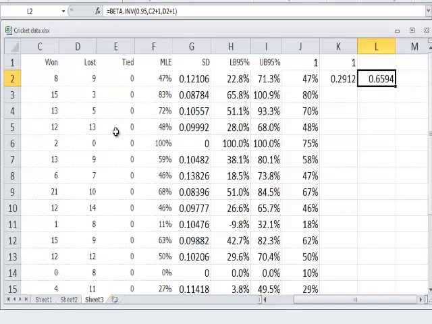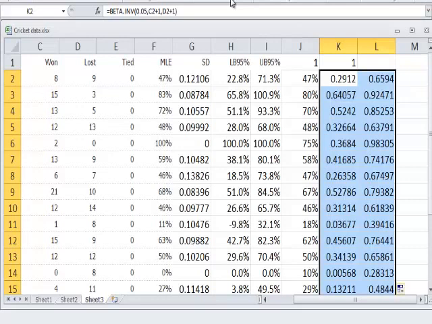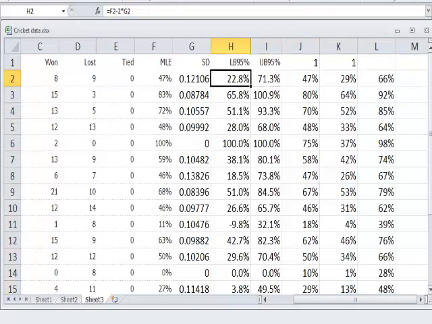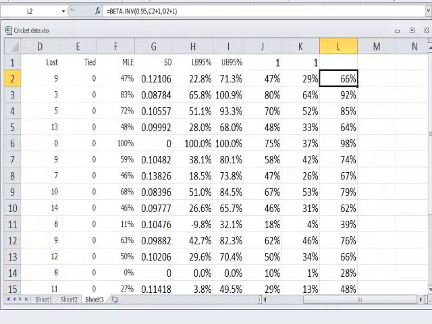Compare it with the classical, which is going from 22% to 71%. Not that much different. And now we can do this for everything. Convert it to percentages. And now we can compare. Okay. So here we have, in the case of Australia, it was 65 to 100. This is 64 to 92%, which is a sharper interval, smaller, and the central value is 80%.